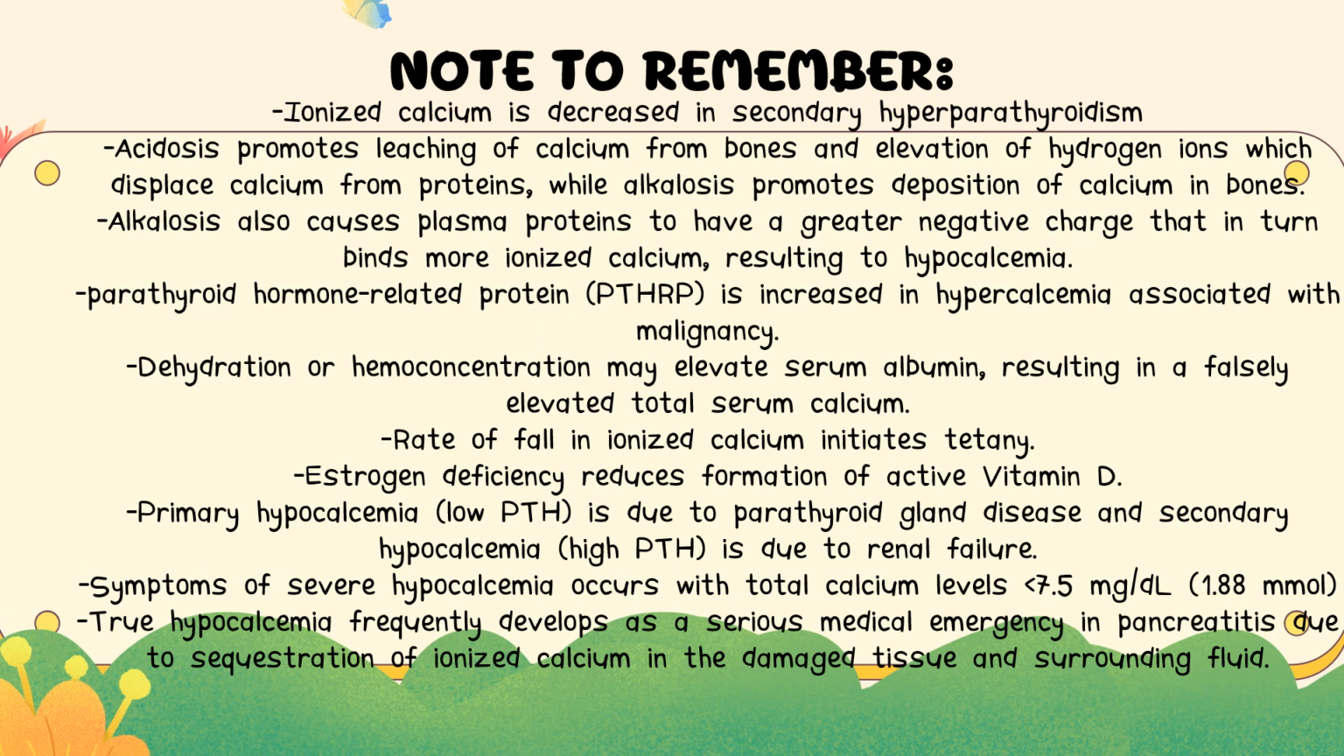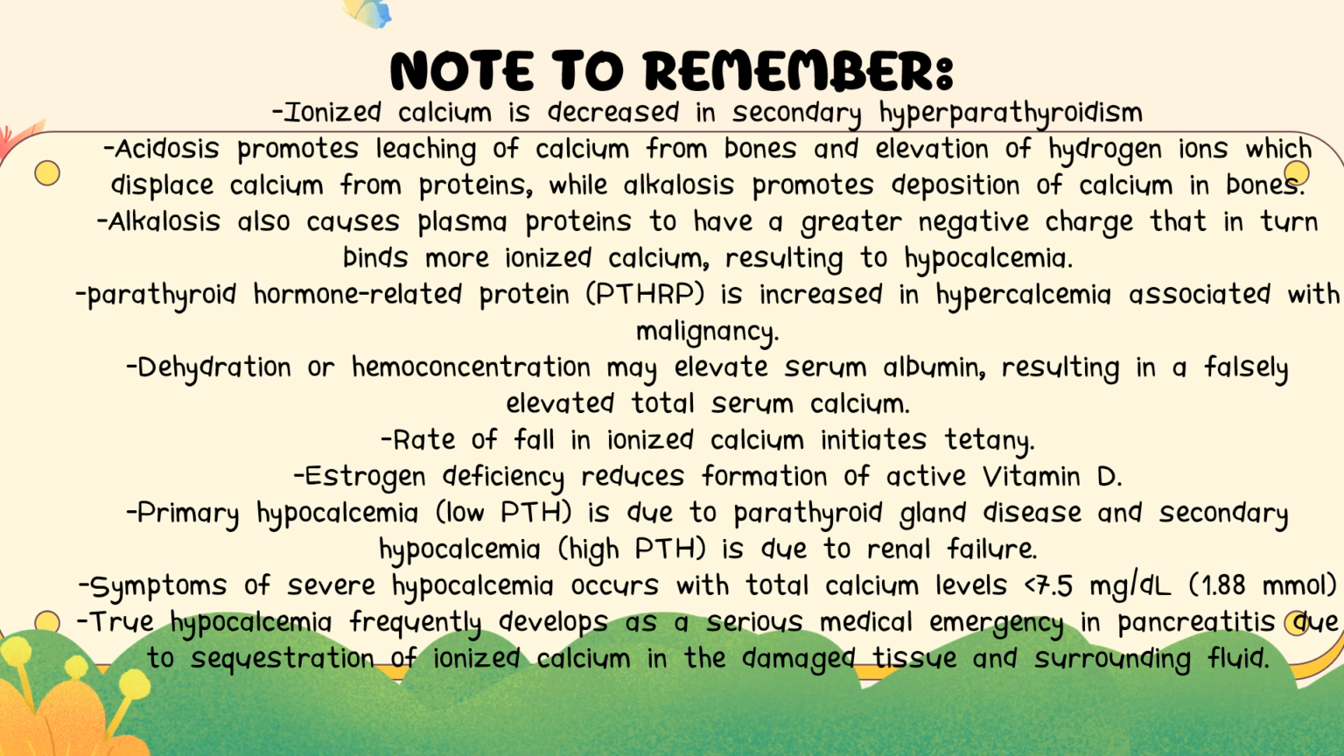Note to remember: Ionized calcium is decreased in secondary hyperparathyroidism. Acidosis promotes leaching of calcium from bones and elevation of hydrogen ions, which displace calcium from proteins, while alkalosis promotes deposition of calcium in bones. Alkalosis also causes plasma proteins to have a greater negative charge that in turn binds more ionized calcium, resulting in hypocalcemia. Parathyroid hormone-related protein, PTHrP, is increased in hypercalcemia associated with malignancy.